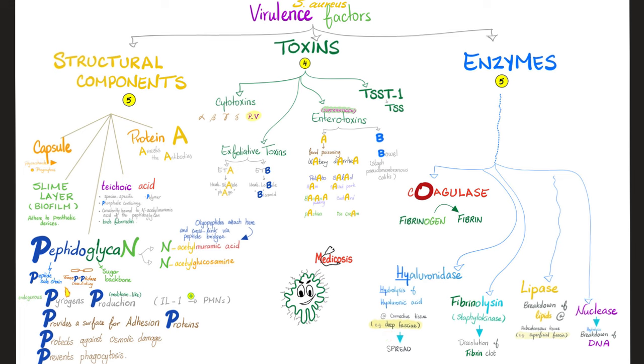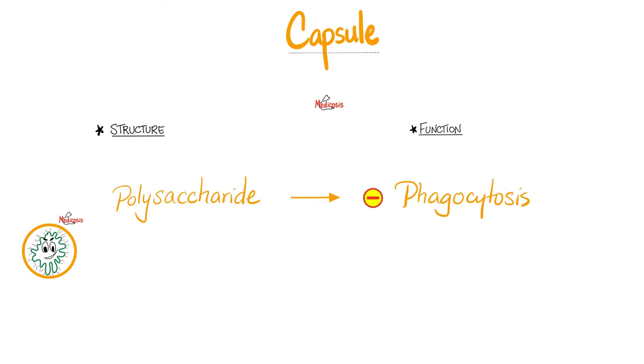Last, we have nuclease to break down your DNA in your nucleus. Let's start on the outside and go deeper to the inside. On the outside, you have the capsule. Polysaccharide inhibits phagocytosis. Boom, we're done.